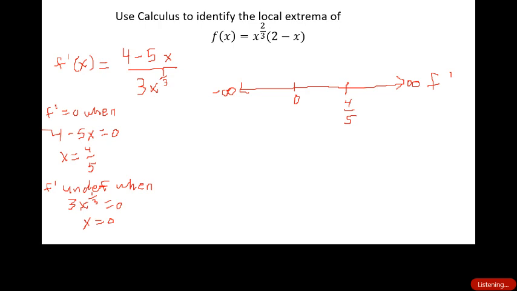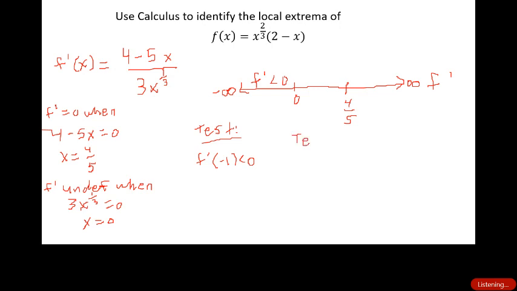Then I'm going to pick a test point in each of these intervals, and I'm going to plug that test point into the first derivative, and all I really care about is whether it is positive or negative. Don't pick the critical points themselves, pick something else. So a good test point to use on negative infinity to 0 is, let's say, -1. So I'm going to plug -1 into the first derivative. So you have 4 minus 5 times -1 over 3 times -1 to the power of 1/3 gives us a negative number. So since our test point came out negative, that means the first derivative is negative on this entire interval.